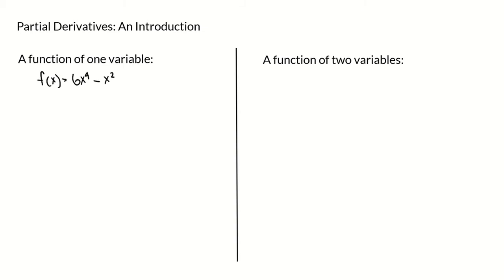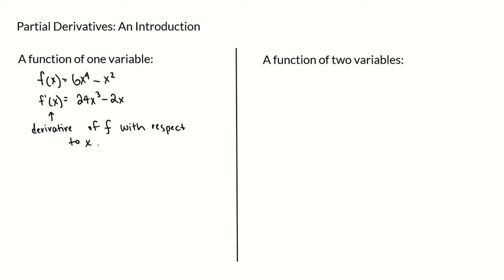And f prime of x, the first derivative, would be 24x to the third minus 2x. But what does f prime of x mean? It means the derivative of the function f with respect to x. So the derivative of the function f with respect to the variable x.